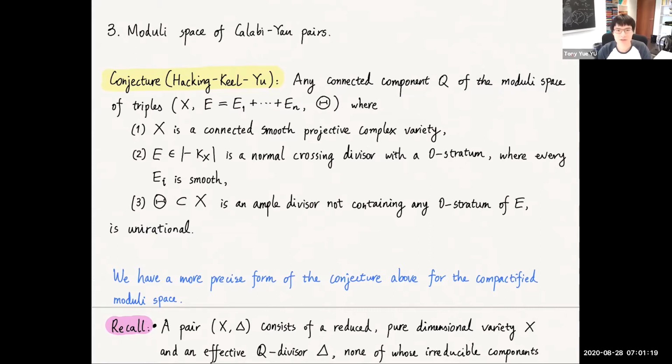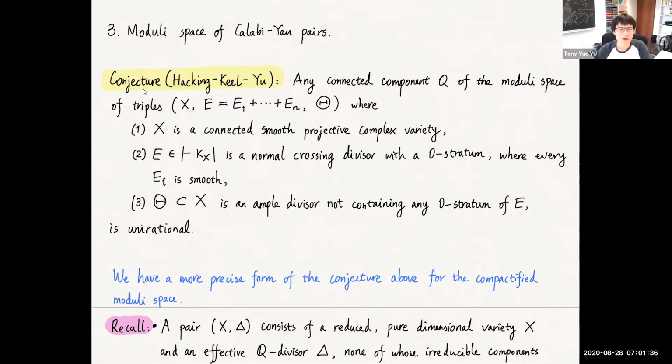Thank you very much for coming to the second lecture. In the previous lecture, I explained the Frobenius structure conjecture, and today I will explain an application to the moduli space of Calabi Yau pairs.